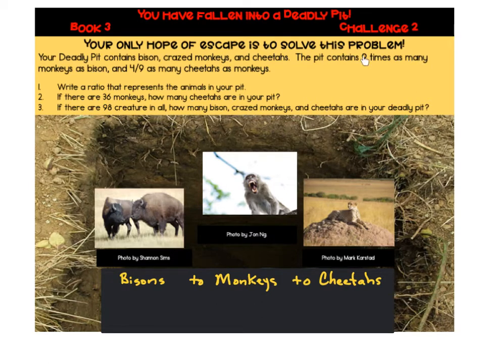So that means I'm simply going to multiply by 9, right? So it's 9 times as many monkeys as bison. I'm going to take bison, multiply it by 9, and that's going to tell me how many monkeys I have. So if I have 1 bison, I'm going to put 1 here, then I'm going to have 1 times 9, because 9 times means multiply by 9. That means I'll have 9 monkeys, so I can plug in 9 monkeys right there.